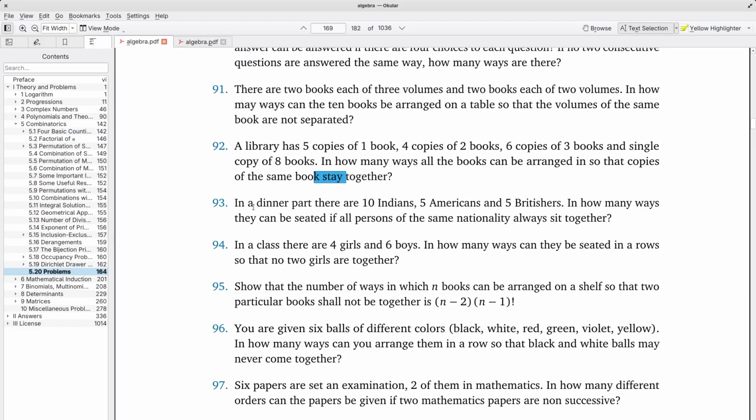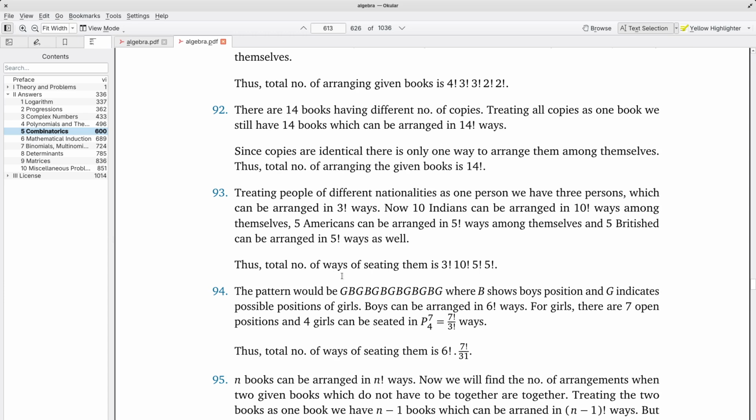Question 93 says that in a dinner party, there are 10 Indians, 5 Americans, and 5 Britishers. In how many ways can they be seated if all persons of the same nationality always sit together?